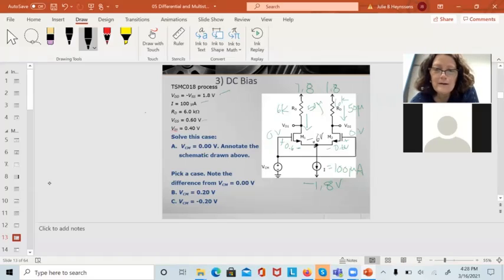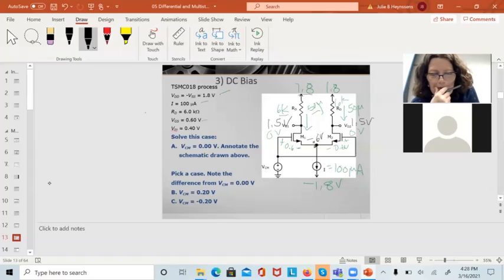I've got the voltage on one side of a resistor, the current drain and the resistance. I can calculate VD. It's 1.8 minus 6K times 50 microamps, the IR drop across there. What does that come out to be? 1.5 volts. And they're identical on both sides, so this one's also 1.5 volts.